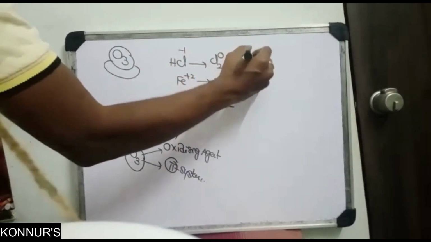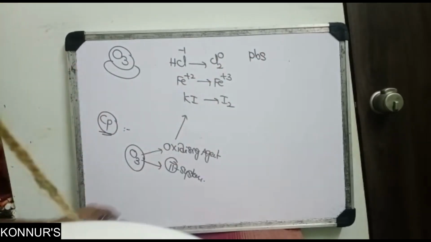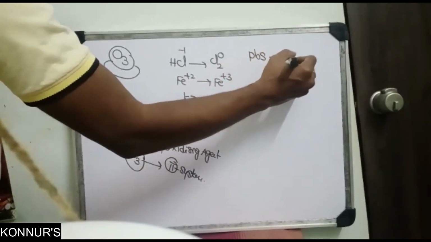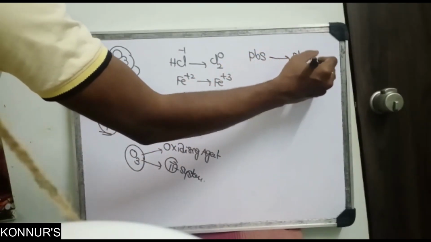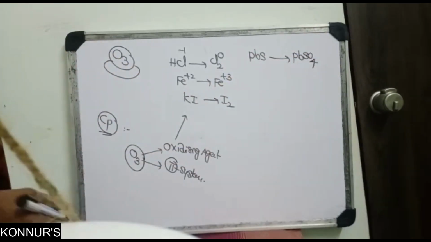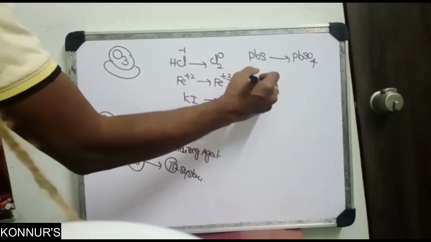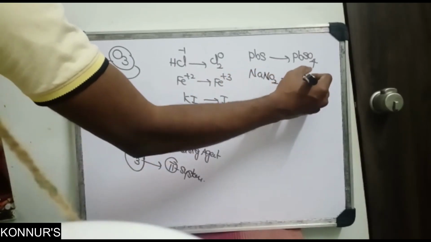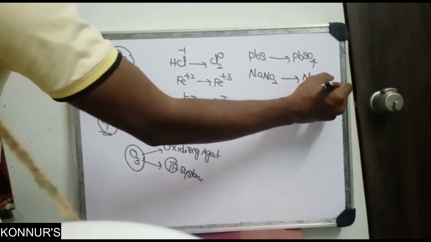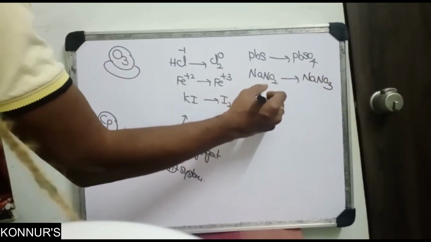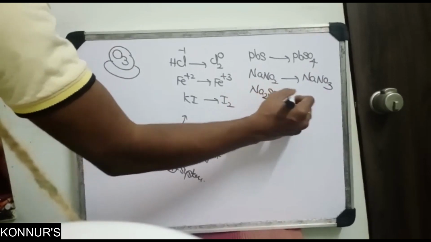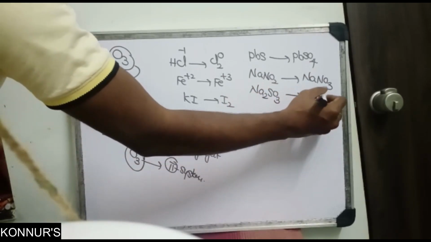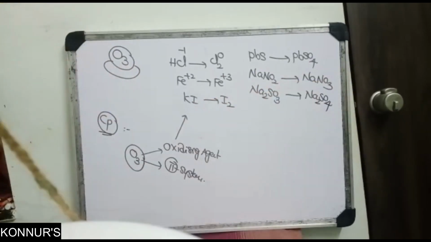Next, suppose PbS, lead sulfide, you get PbSO4. Zinc sulfide also becomes zinc sulfate. NaNO2, sodium nitrite, becomes sodium nitrate. Next, Na2SO3, sodium sulfite, becomes Na2SO4. Oxygen is supplied.